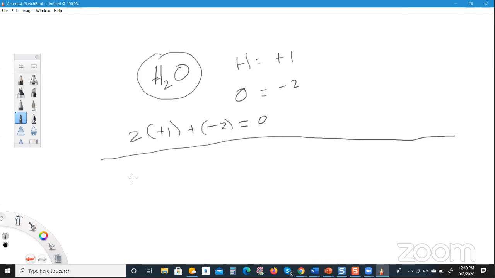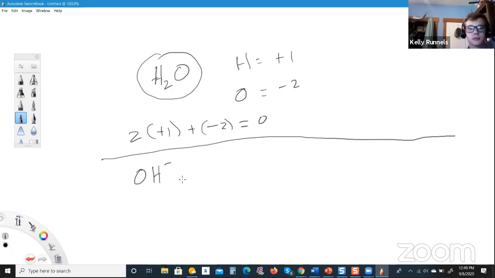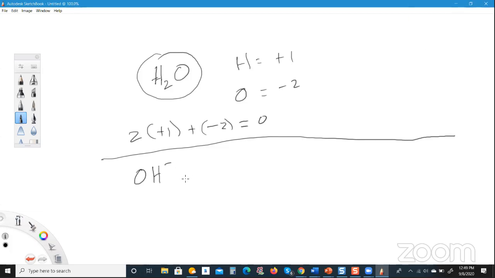In fact, we can look at that right now. OH minus, right? Now, in this case here, going according to the rules, hydrogen would be +1, and oxygen would be -2. But because +1 plus -2 gives you -1, that is the same as the overall charge for the hydroxide ion. So that's basically how that is done.